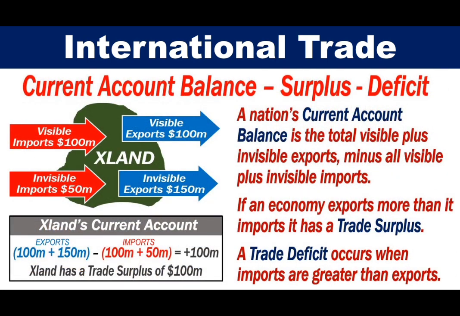A country's account balance: surplus and deficit. A nation's current account balance is the total visible plus invisible exports minus all visible plus invisible imports. If an economy exports more than it imports, it has a trade surplus. A trade deficit occurs when imports are greater than exports.